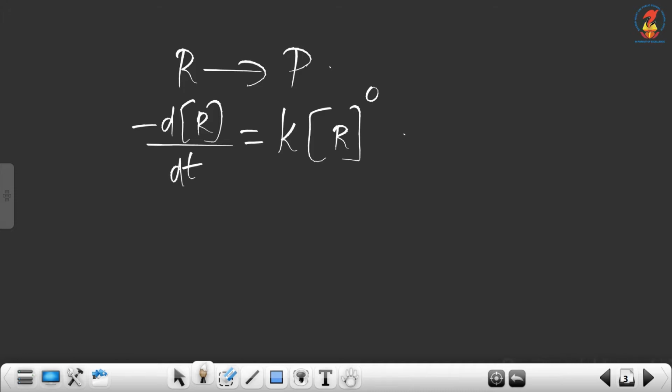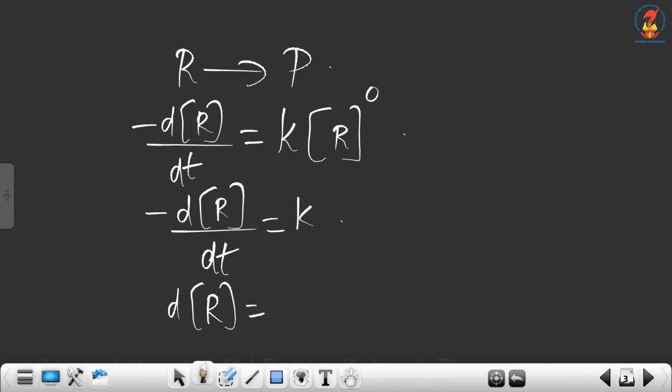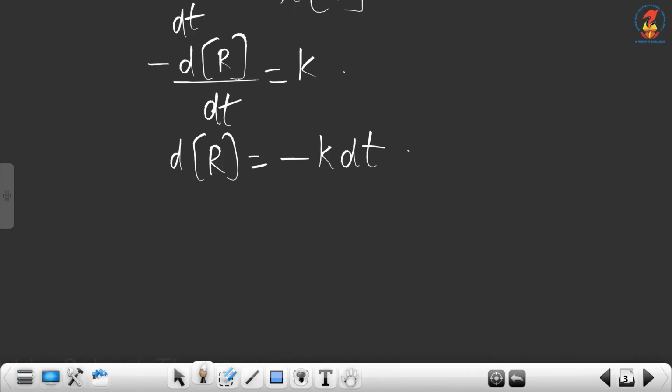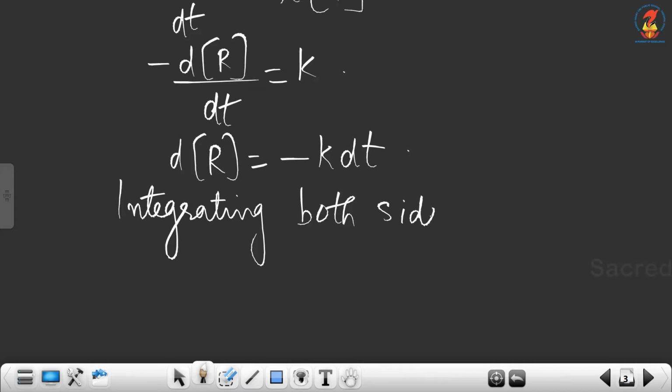The order is zero. Now, we can write this as minus dR by dt is equal to k, or I am going to write this as dR is equal to minus k dt. Now, next step is integrating both sides of this expression. Now, integral dR is R.